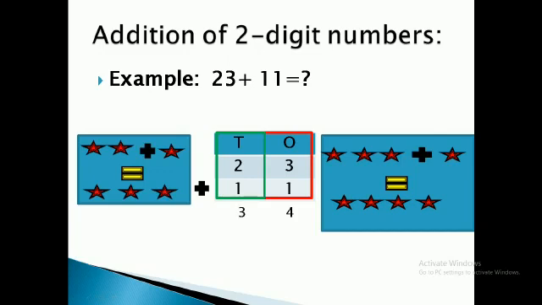So we know that when we will add 23 into 11, we get the number 34. This is a very easy way to solve the sum of the two digits number.